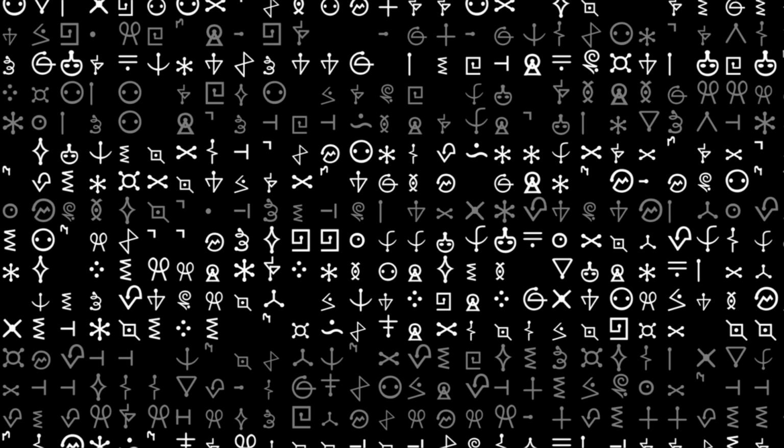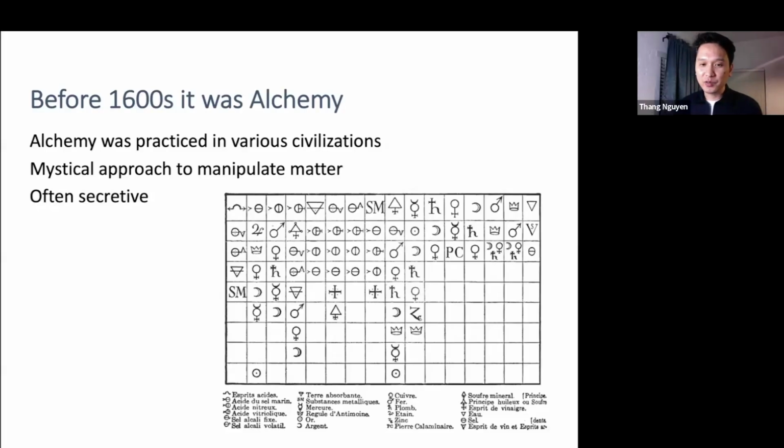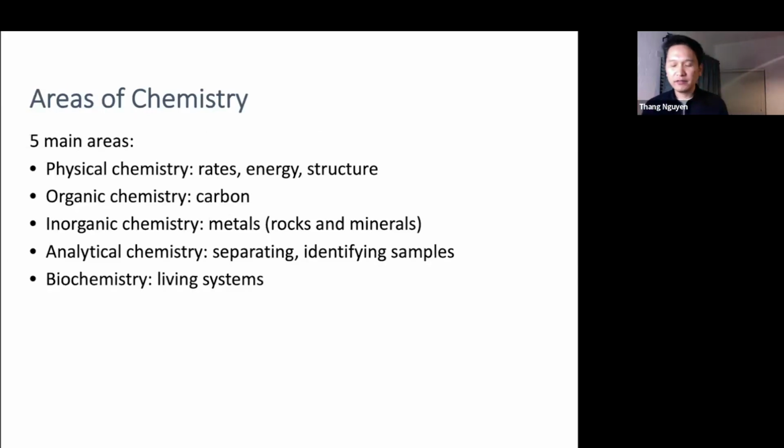So for example, this list of substances was written in codes that are hard to decipher as seen in this image here, okay? And then in the scientific revolution is when we basically moved from alchemy into the world of chemistry, among other branches of science, okay?